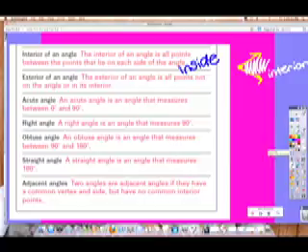Interior. Okay, same thing for exterior. Just write yourself anything on the outside of an angle. So I'm going to use the same angle and just color. There we go. That is outside, so that's exterior.